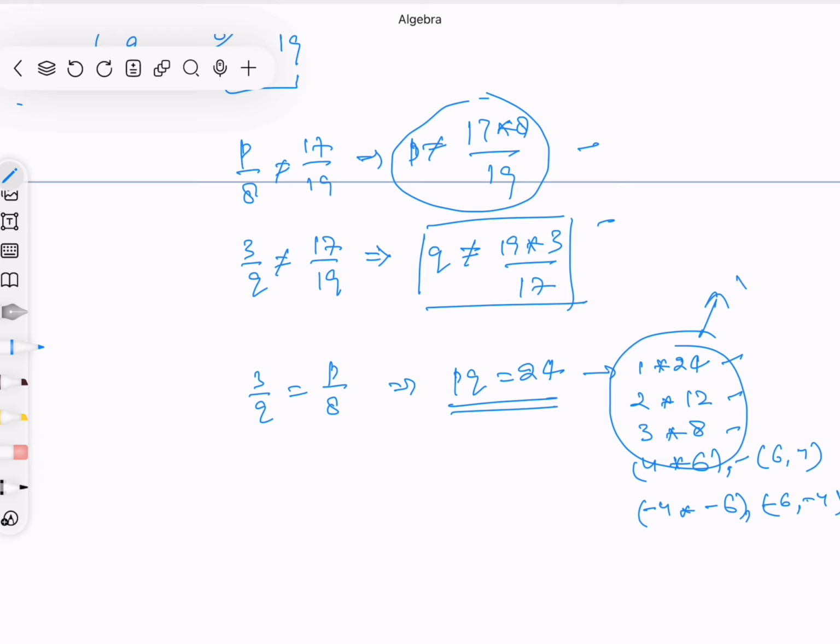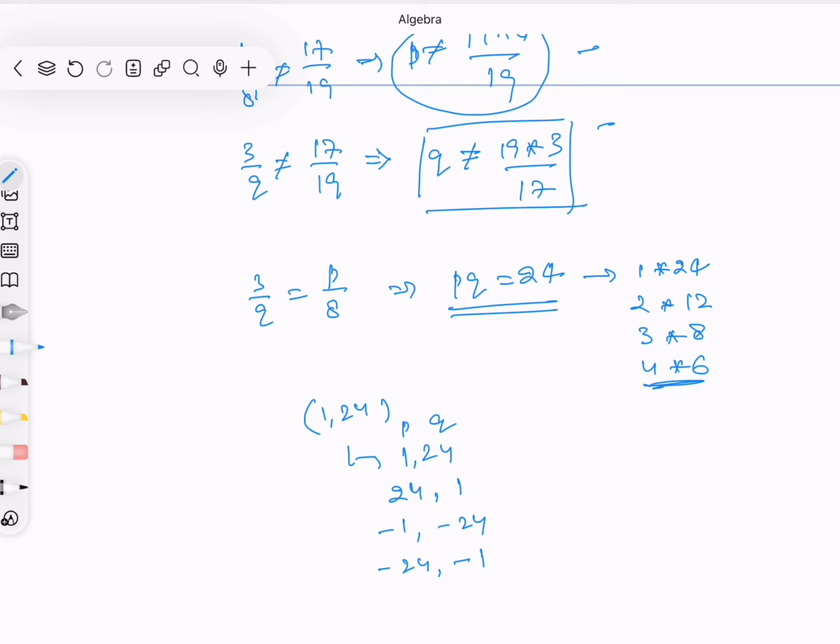We have these 4 solutions now. Now this could be 4 multiplied by 6, or any 1 comma 24. So this could be 1 comma 24, now this could be 24 comma 1, this could be minus 1 comma minus 24, this could be minus 24 comma minus 1. So in 4 ways you could write one of the factors.